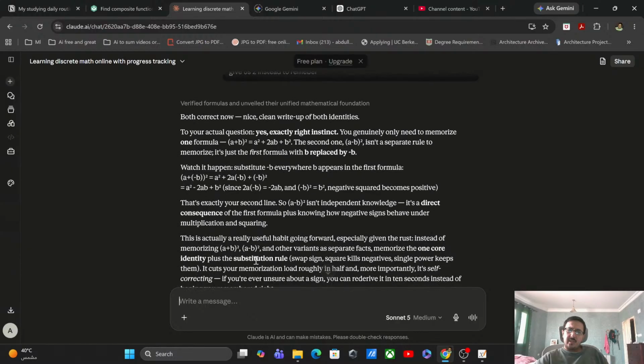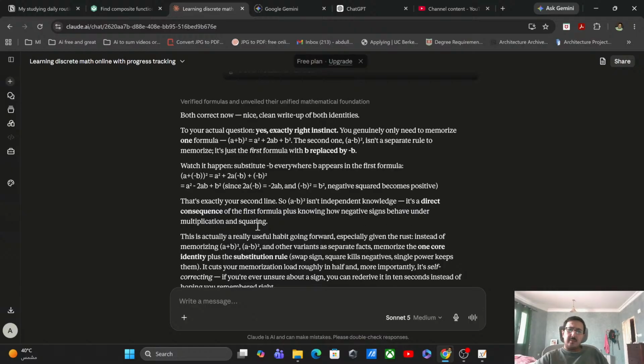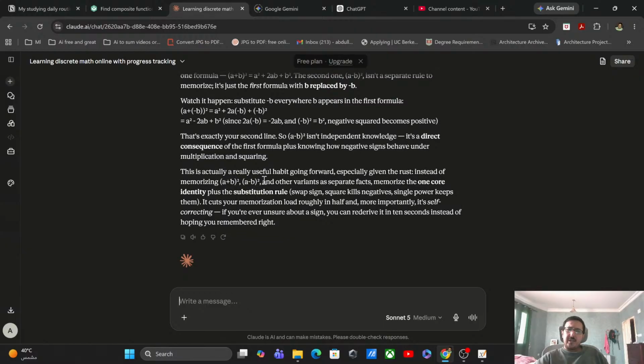Likely your second line is independent knowledge. It's a direct consequence of the first formula plus knowing how negative signs behave in exponents. This is actually a really useful habit going forward, especially given the rust. Instead of memorizing other variants as separate facts, memorize the one core identity plus the subtraction rule. Swap sign. Square kills negative.